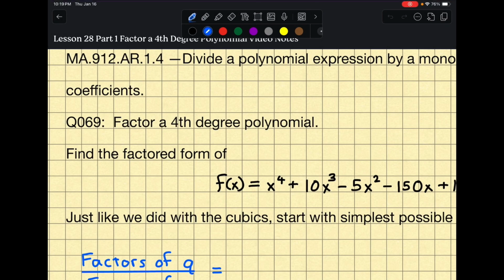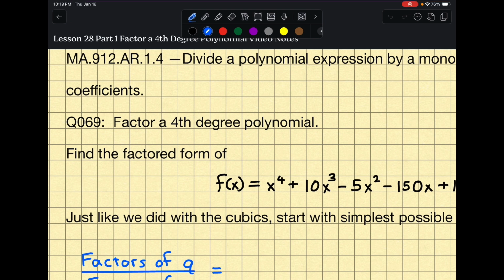In part 1 of lesson 28, we're going to factor a fourth degree polynomial, similar to how we did cubic or third degree polynomials back in lesson 27. We just add another root that we've got to find, so it adds a little bit of complication, but the process is still the same.